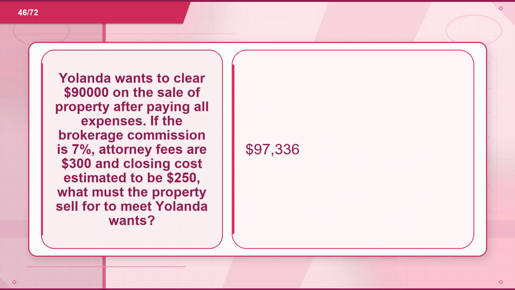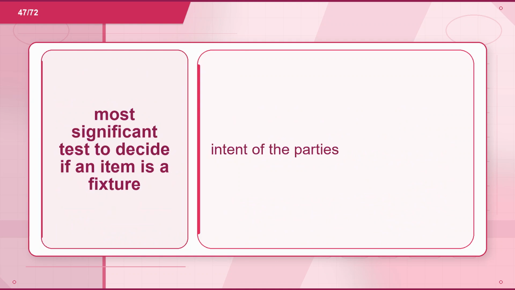Flashcard 46, term: Yolanda wants to clear $90,000 on the sale of property after paying all expenses. If the brokerage commission is 7%, attorney fees are $300 and closing cost estimated to be $250, what must the property sell for to meet Yolanda's wants? Definition: $97,336. Flashcard 47, term: most significant test to decide if an item is a fixture. Definition: intent of the parties.